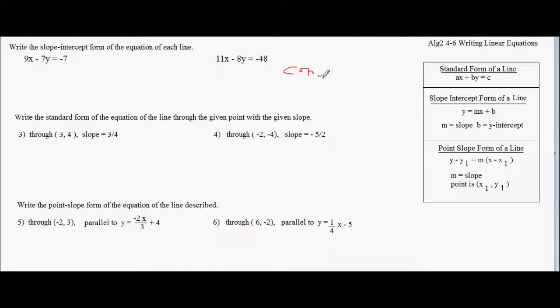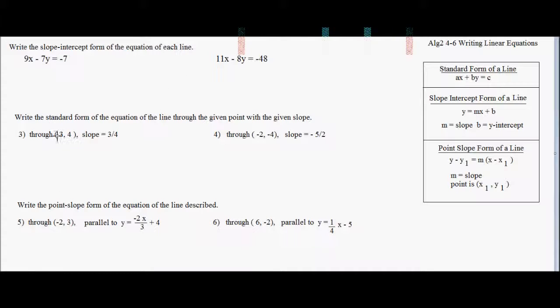A constant is like a number, right? So 3 or 4. It's a number. It's not a variable. It's a number. So the a would be 9, and the b would be -7, and the c would be -7. See that? Okay, those are constants.